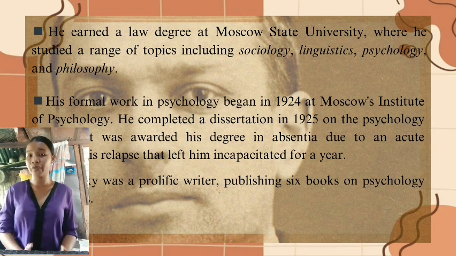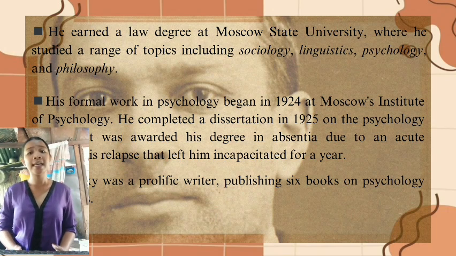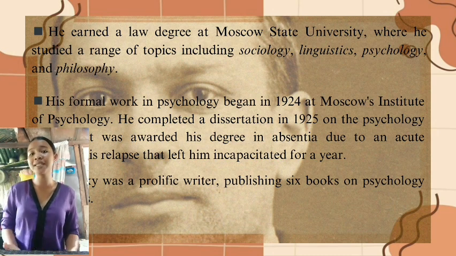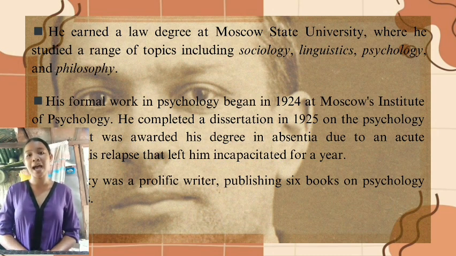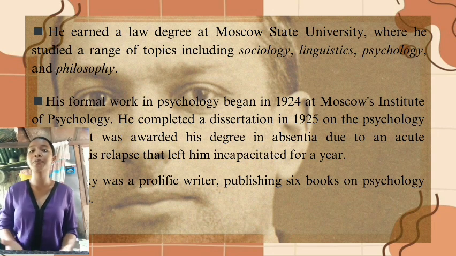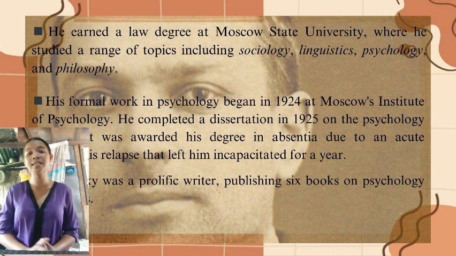Vygotsky died of tuberculosis on June 11, 1934, when he was just 37 years old. Although he passed at a young age, he is still considered a formative thinker in psychology, and much of his work is still being discovered and explored today. His formal work in psychology began in 1924 at the Moscow Institute of Psychology.